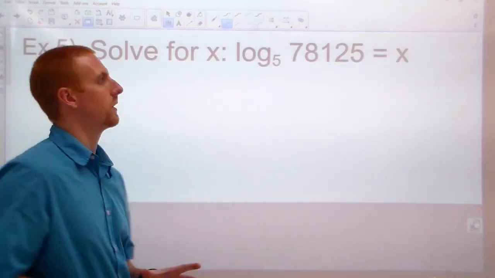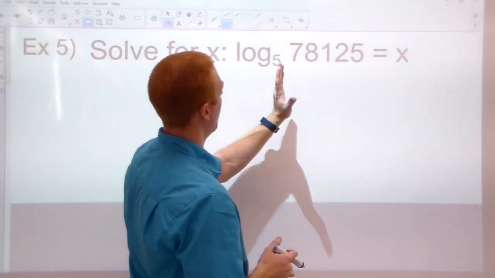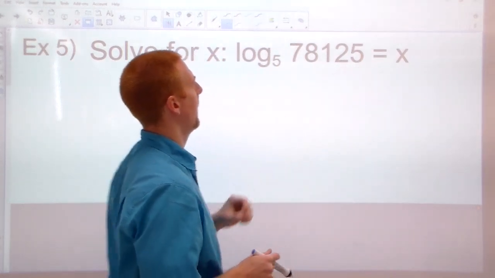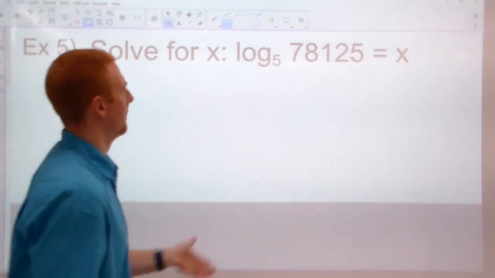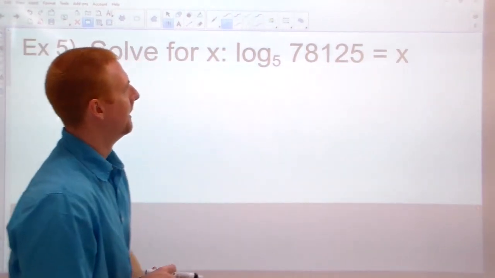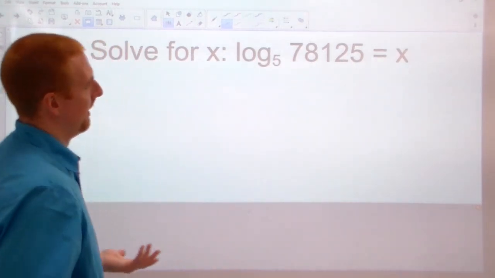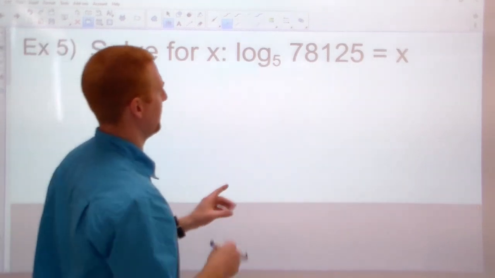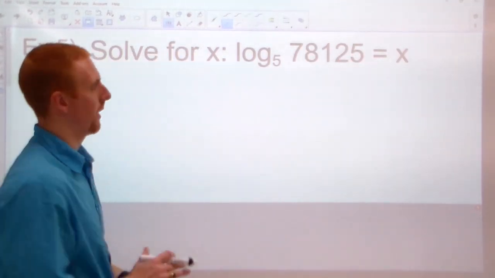Let's wrap this up with a couple of examples. So suppose I want to do log base 5 of 78,125 equals x. This is one that you could do by hand, but you have to sit down and figure out powers of 5 until you got to here. That's not really something I'm going to ask you to do by hand. That's getting to be a little big. I don't expect you to know how many times you multiply 5 by itself to make this happen, especially if it comes out to be a fraction.